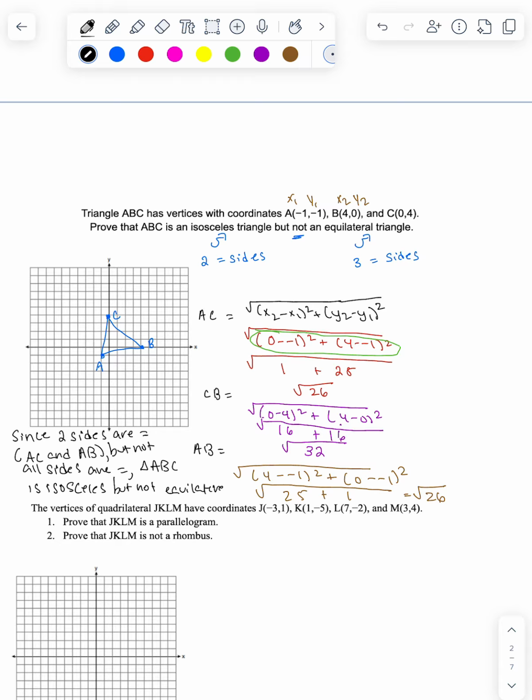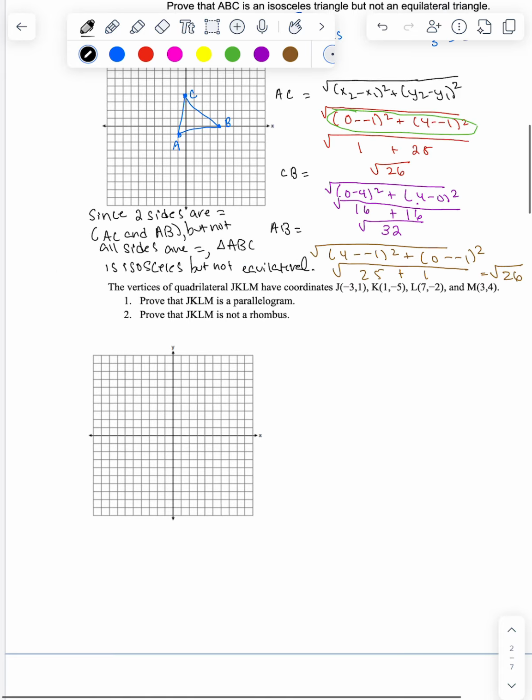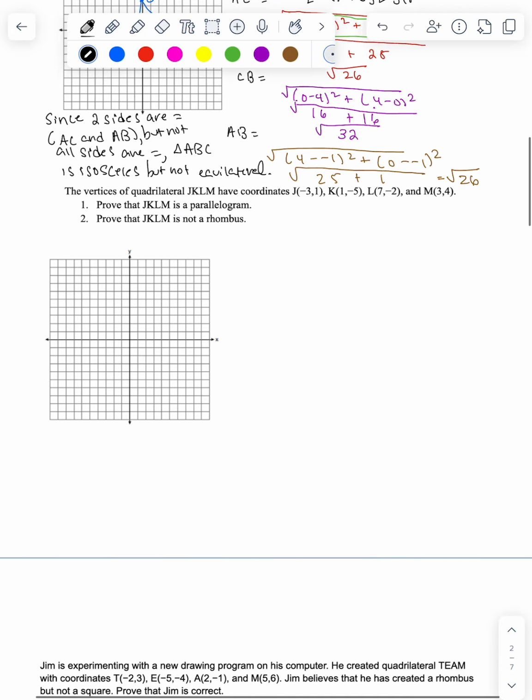equilateral. And be careful for this question, you did have to find the length of all three sides, because it did ask you to show that it's not equilateral. If it didn't ask you to show it's not equilateral, if it just said show that it's isosceles, then it would be fine to just do the two sides that are equal and you don't have to do the third one. But if it says prove it's also not equilateral, you have to show that the third side is not the same, because else how would you know that?